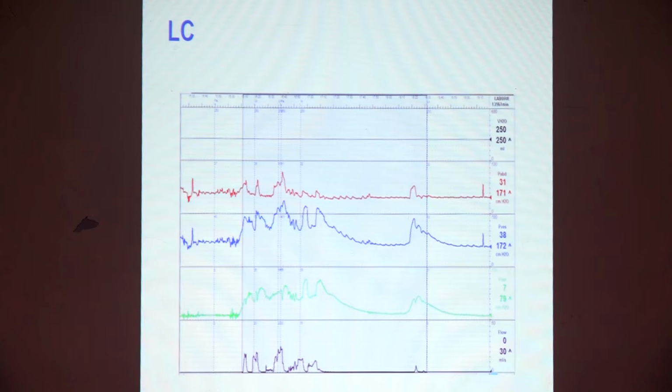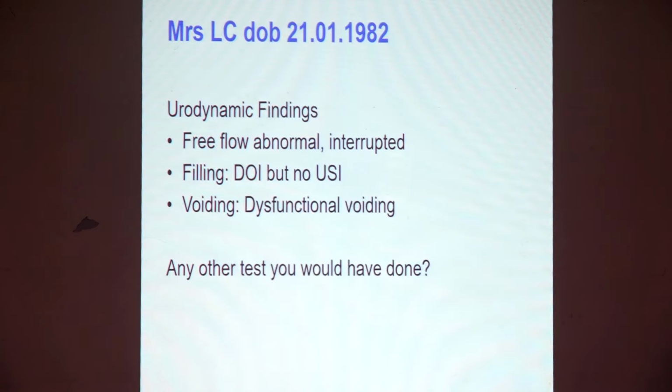And you can see that there is an opposite effect. When flow goes down, pressure goes up, and vice versa. So if you just look at this bit here, the flow has gone down, the pressure goes up. The flow has gone down because she's closed her pelvic floor. She then opens her pelvic floor, flow goes up, and the pressure goes down. So this is characteristic of detrusor sphincter dyssynergia.